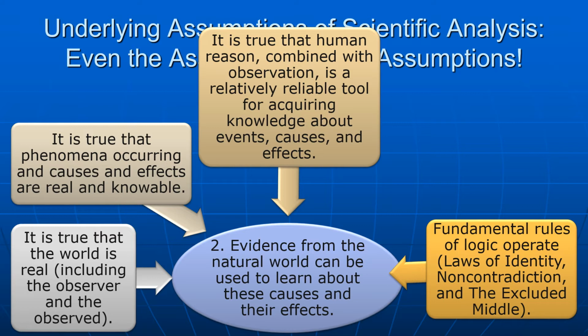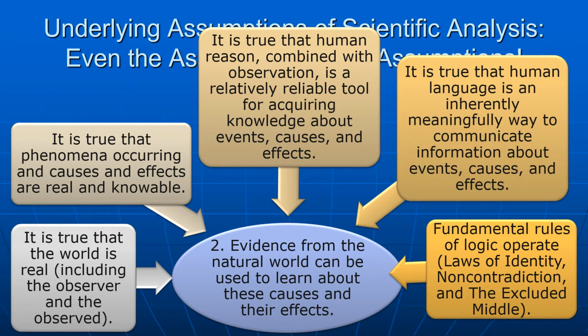Finally, a second underlying assumption of this second assumption is how we communicate about this. An underlying assumption of all science is that human language is an inherently meaningful way to communicate information, and that this is how we talk about and pass down our knowledge about events and causes and effects. Without these two additional assumptions, we can't have any confidence that what we observe is there, that we have the ability to understand anything, or that we have the ability to communicate with others anything about anything.